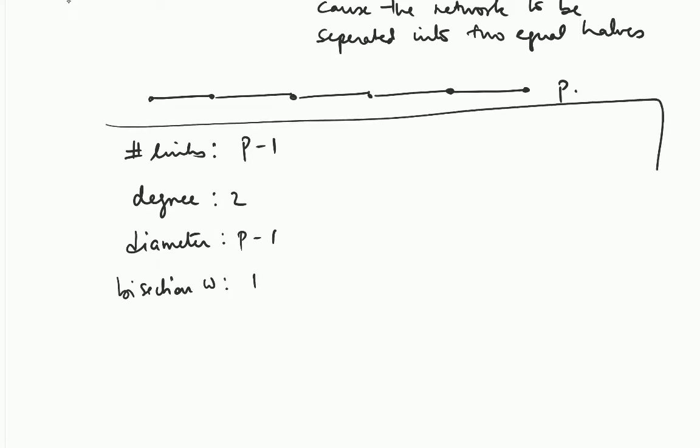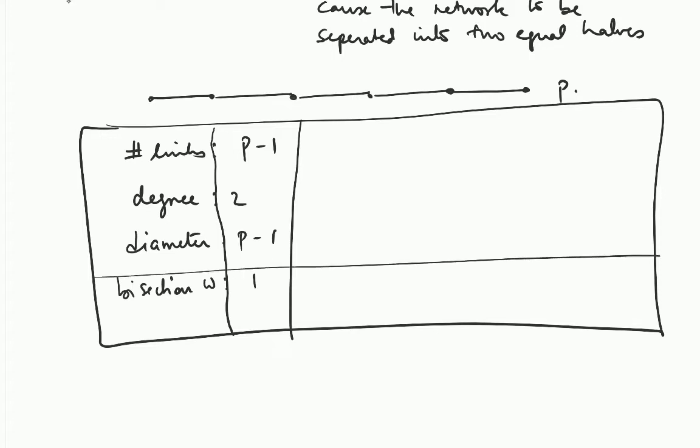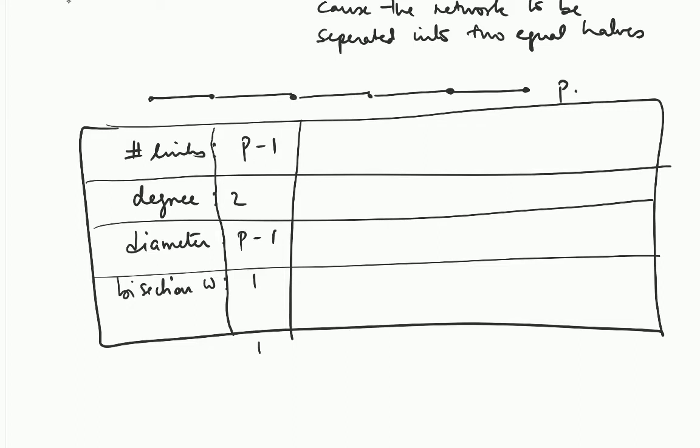So I'm going to draw a table and let's try to fill this up. We'll keep coming back to this, okay. So this is clear, right? So this is the entry for linear array.